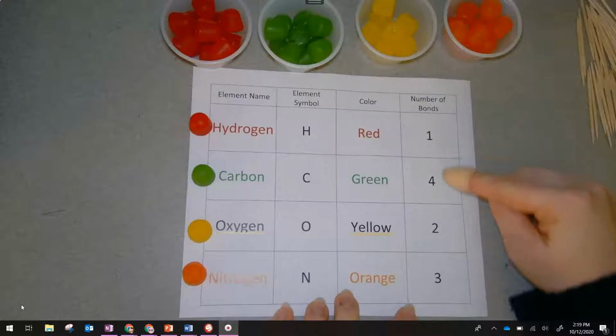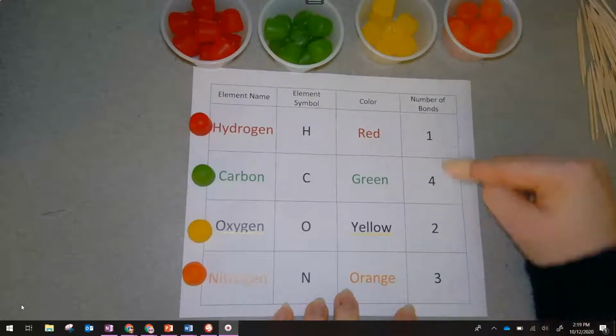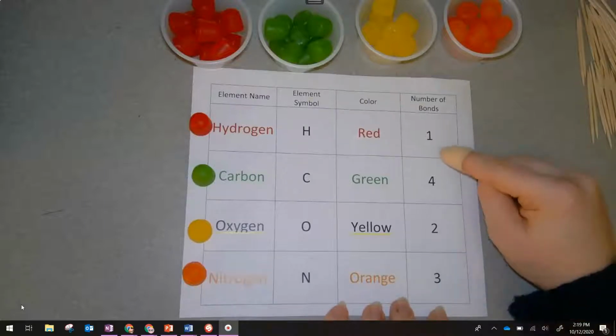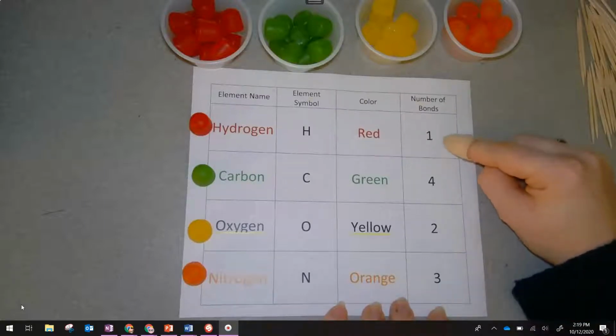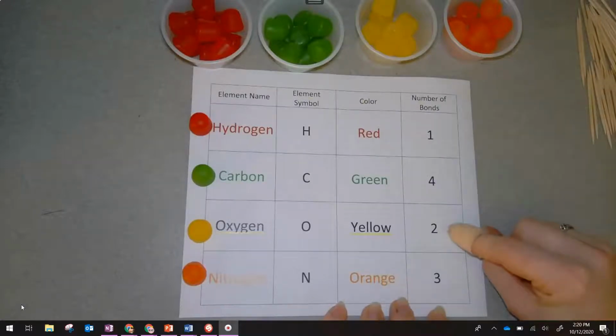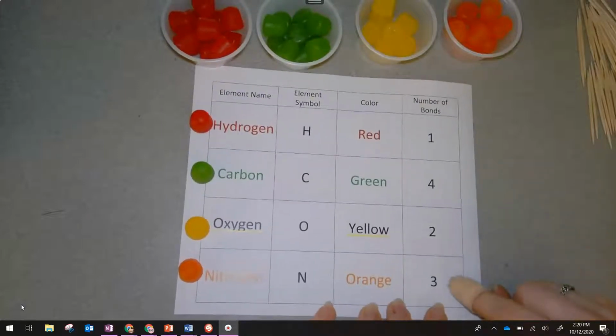So this is the rule that I'm going to have to make sure I follow whenever I form the models of my molecules. Any hydrogen atom is only allowed 1 bond. Carbon atoms have to have 4 bonds. Oxygen atoms have to have 2, no more, no less. And nitrogen atoms have to have 3, no more, no less.